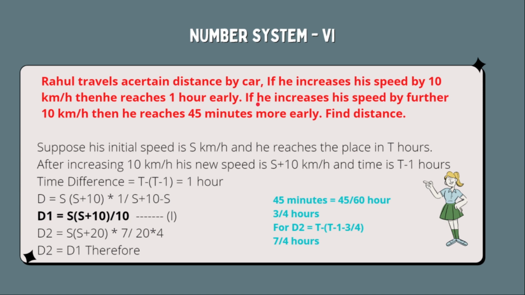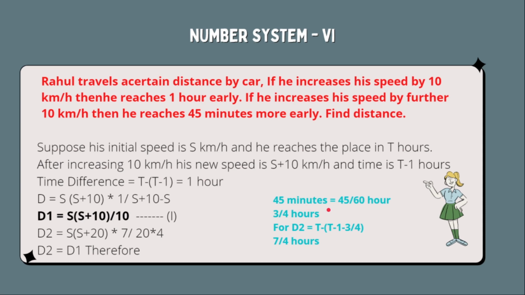Similarly, next it says that if he further increases his speed by 10 km per hour, then he reaches 45 minutes more early. Now what is given? His second speed is s plus 20. Earlier it was s plus 10. Now he is adding another 10, so it's s plus 20. So again x is s and y is s plus 20. So x into y into time. Time is 7 by 4. See here I have calculated the time.